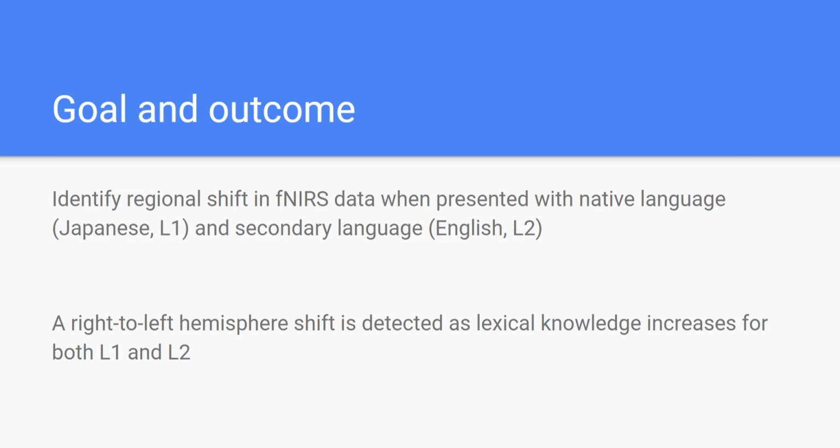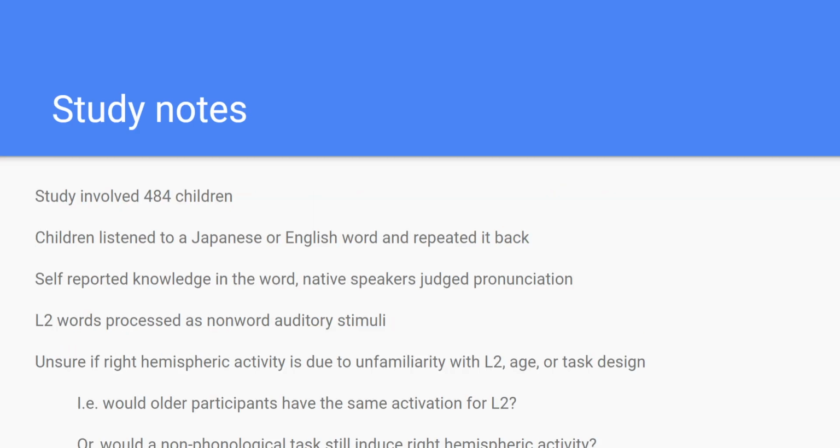What they end up seeing is that there was a right to left hemisphere shift when lexical knowledge increases for both L1 and L2. So that means that as a person becomes more familiar in both their native and secondary language, the processing of it shifts from the right hemisphere to the left hemisphere, which isn't too surprising because the left hemisphere is where the regions for language processing are.